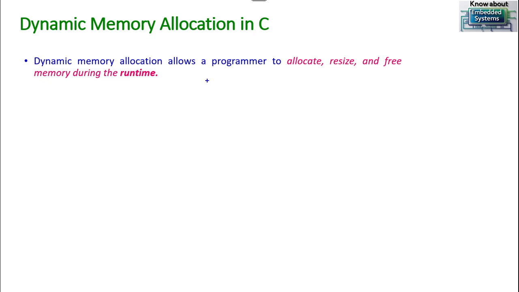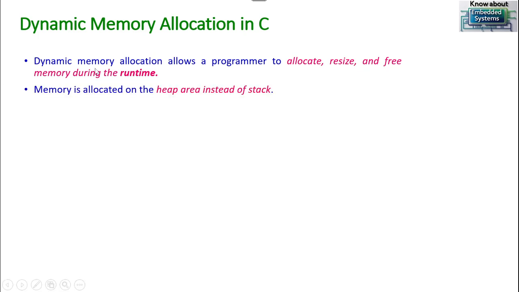And what are the advantages of dynamic memory allocation? The important things are: you can allocate memory, you can use it, you can resize it, and whenever your programming is done, you can free the memory. This is a big advantage of dynamic memory allocation. You can allocate, modify or resize it, and free it once the usage is completed. Allocating the memory during the runtime is called dynamic memory allocation.